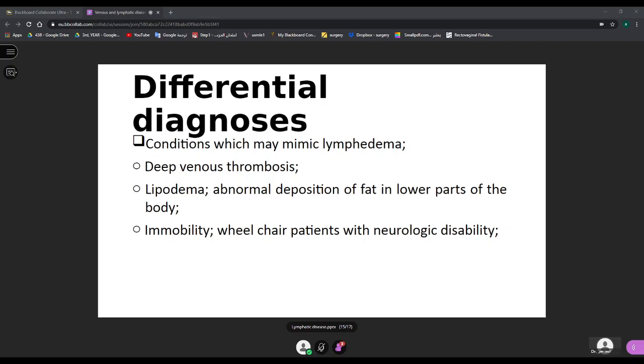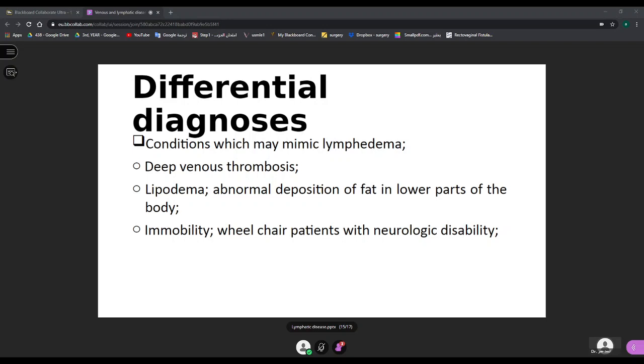Okay. So this is normally due to some sort of obesity, but obesity with a certain feature or a certain pattern. This condition is known as lipedema, one condition which might mimic lymphedema. So these are the most important differential diagnoses of leg swelling, including deep vein thrombosis or venous disease, and lymphatic disease, in addition to this condition which is known as lipedema.